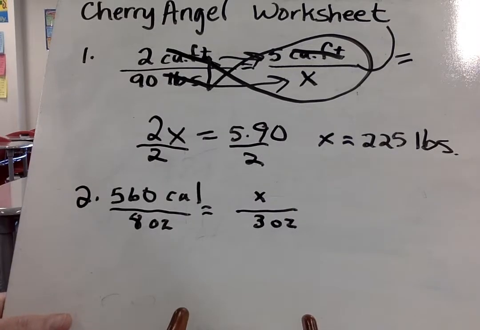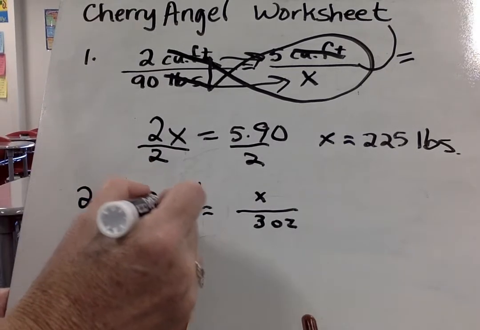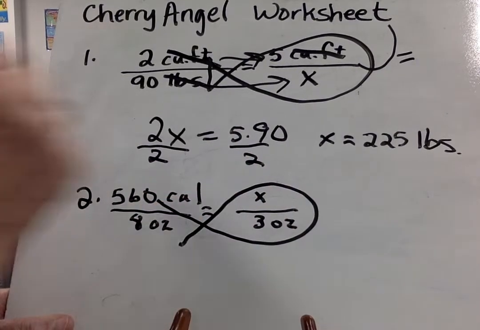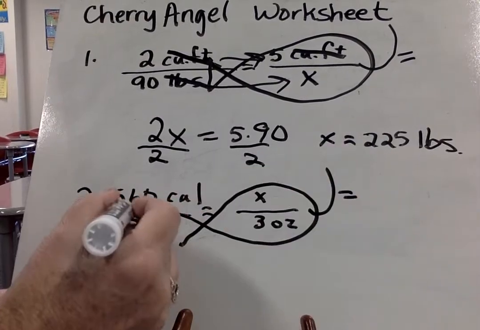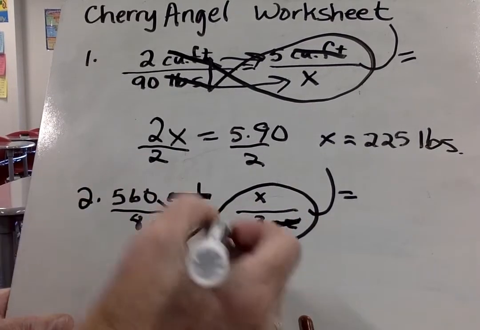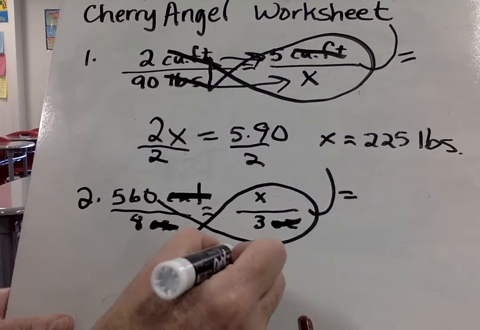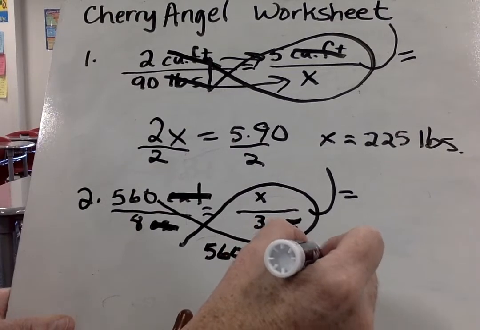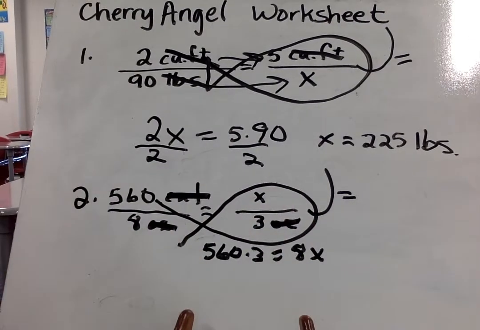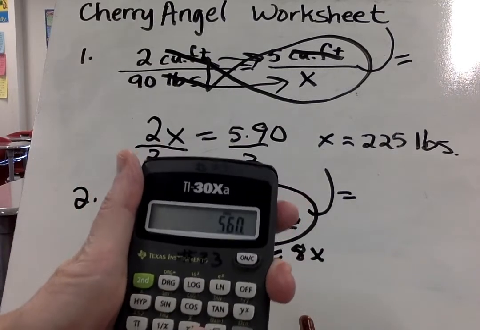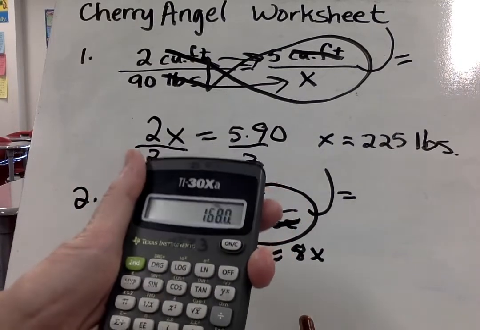Okay? Once I get that up, I can do my fish. Start at the upper left, go down and to the right, and around. I guess you could call it the dead fish right there if the X is there. Just kidding. Okay, so then we cross out calories and ounces. And we go 560 times 3 equals X times 8. Okay. So we go 560 times 3, take our handy dandy calculator, 560 times 3, 1680.